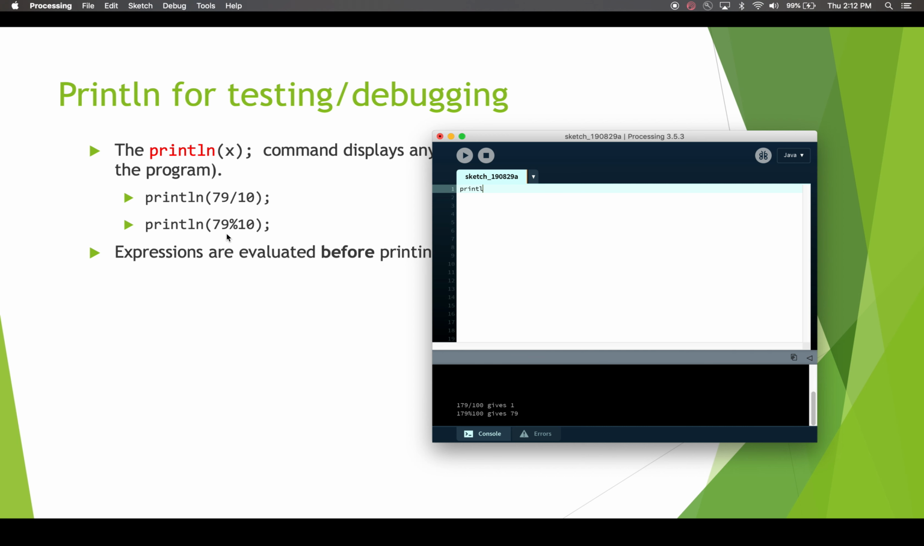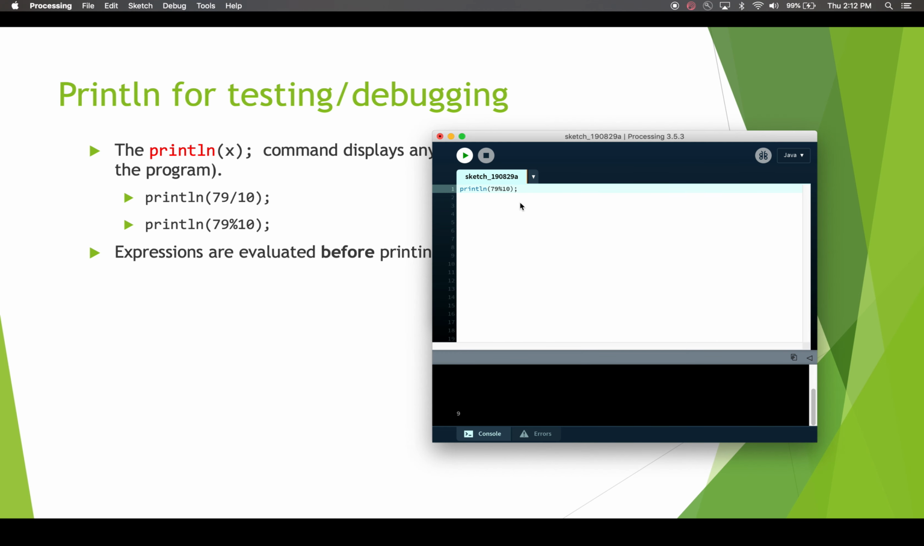So println, and the ln just stands for line, so it's like a short form for saying print out a line, and there'll be a carriage return at the end of it. So println 79 divided by 10, and if we run that, we see down here that we get a 7. And if instead we do 79 mod 10 and we run that, instead we get a 9.